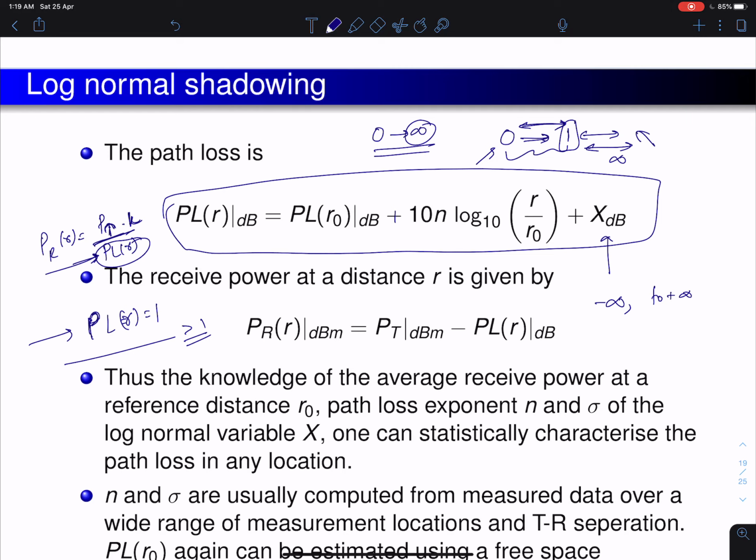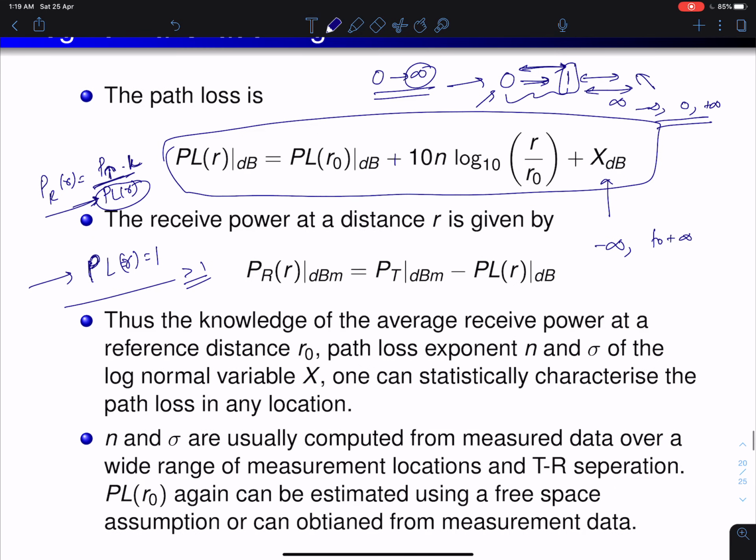Now if you just take the log of this variable, then you will convert 0 to minus infinity, 1 to 0, and plus infinity to plus infinity. So that's called log normal distribution. I'll probably discuss it in a deeper sense.